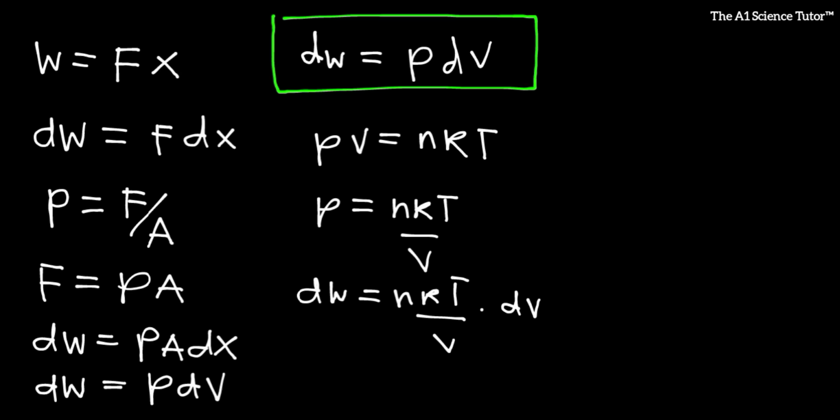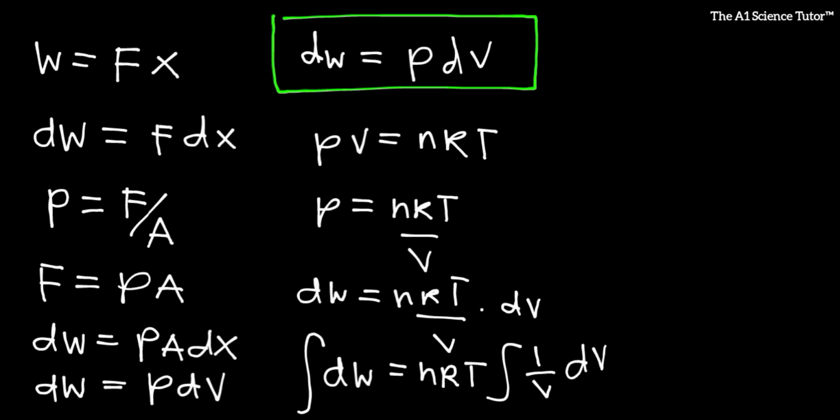Now, this is what I'm going to do. I want to integrate both sides so that I remove these change or differential forms from both sides of the equation. That makes me bring out the antiderivative of each side. So that is going to be the integral of dW, and here we're going to have nRT. Now, as you can see, n, R, and T are constants, so I don't actually need to integrate them. I basically need to take them out. So this is going to be nRT, and I would have the integral of 1 over V dV right there.